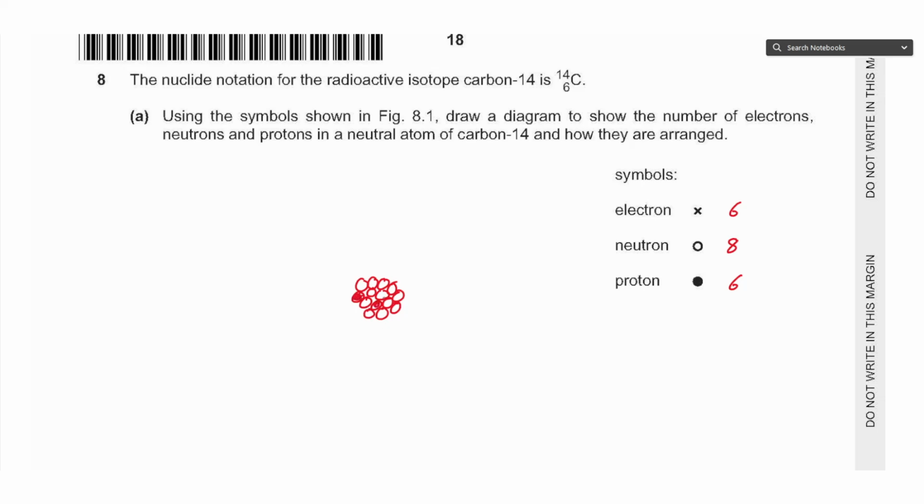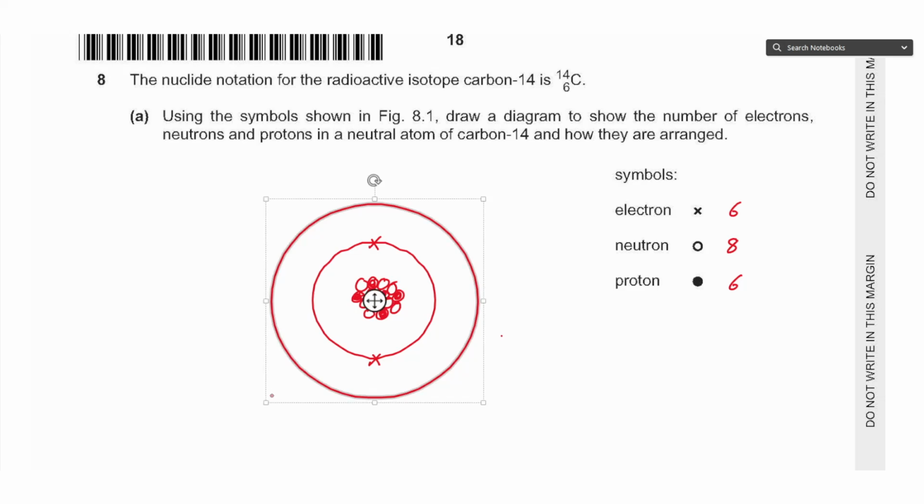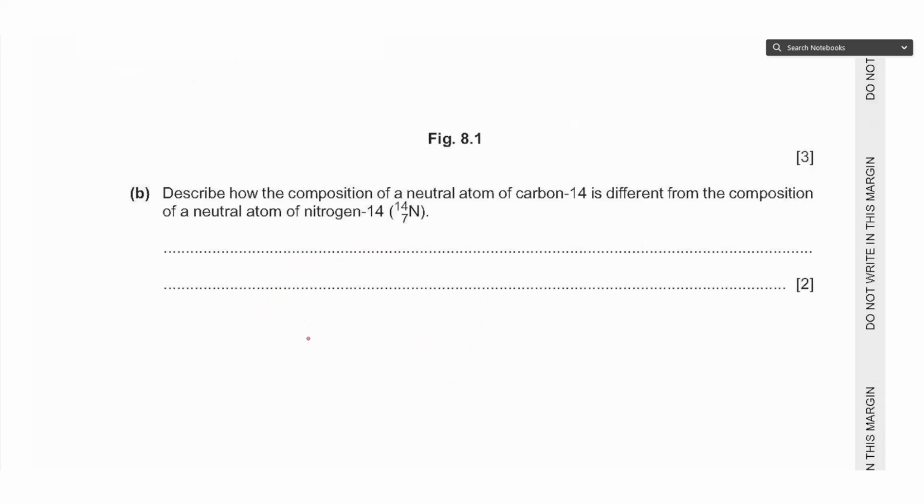So 1, 2, 3, 4, 5, and 6, and the rest are neutrons. And we have a shell here where electrons orbit. For example, we have 2 electrons in the first shell and another shell. We draw the rest of the electrons, so we have 1, 2, 3, and 4, making a total of 6 electrons.